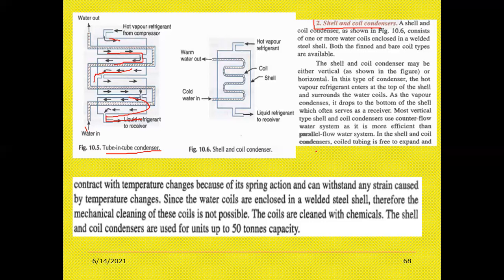See here, the warm water goes out and the chilled water comes in to the coil. Here in the condenser, this is a steel shell, and this is the coil. It is a pipe, a water pipe system.